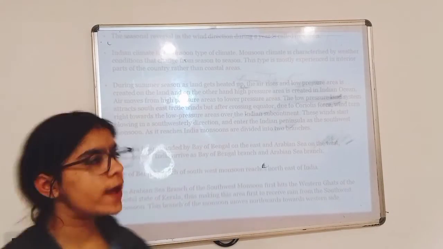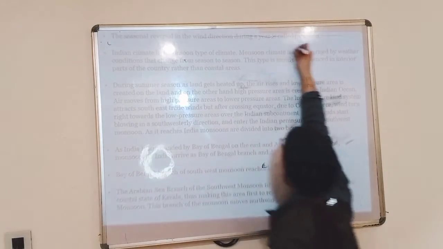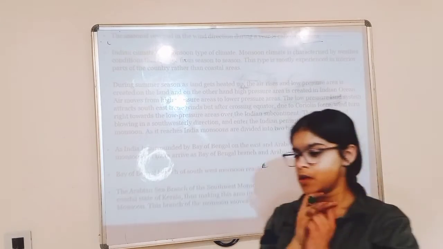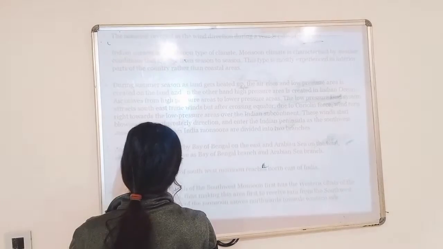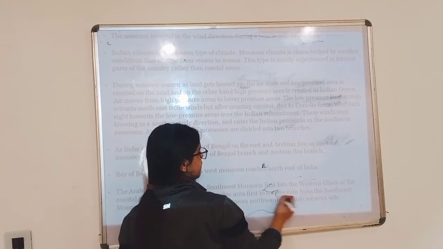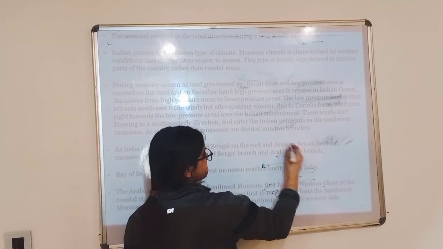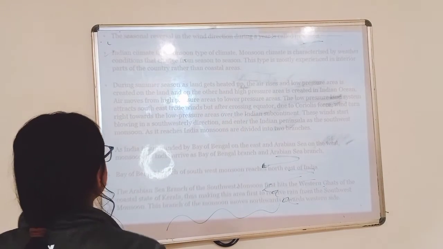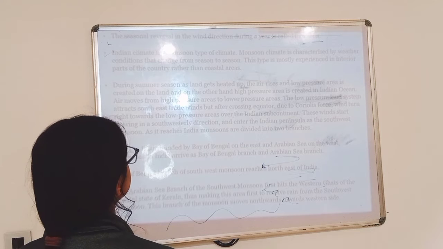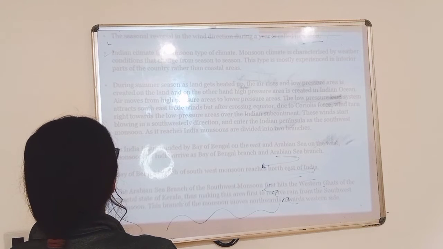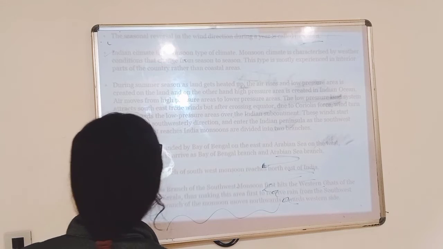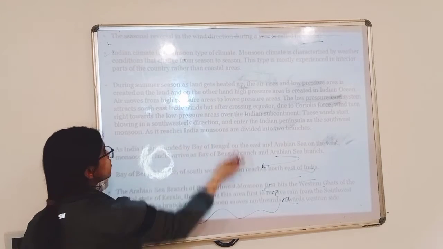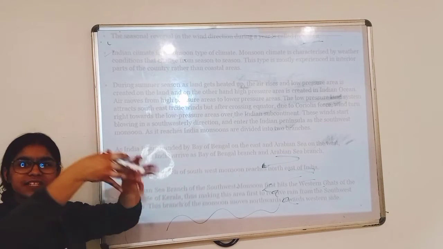Seasonal reversal in winds is called monsoon. Seasonal reversal in the wind direction is called monsoon. विंड डायरेक्शन में जो सीजनल रिवर्सल होता है, दैट इज कॉल्ड मॉनसून. Number two, Indian climate is a monsoon type climate. Monsoon climate is characterized by weather conditions that change season to season. This type is mostly experienced in the interior parts of the country rather than coastal areas. ठीक है, इंटीरियर ऑफ द कंट्री में एक्सट्रीम क्लाइमेट होता है एकदम.